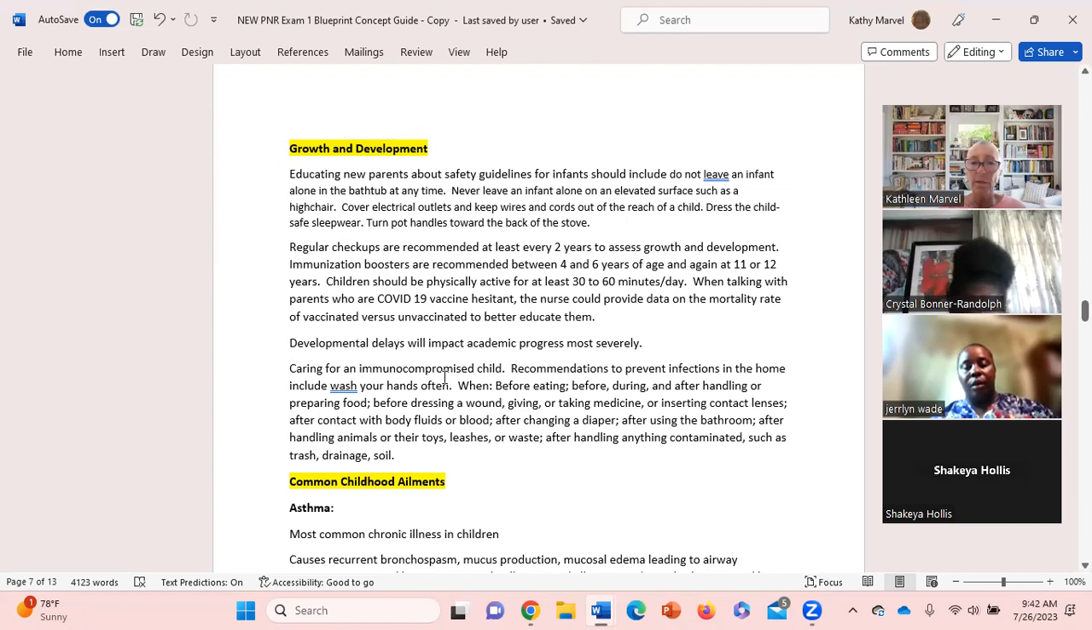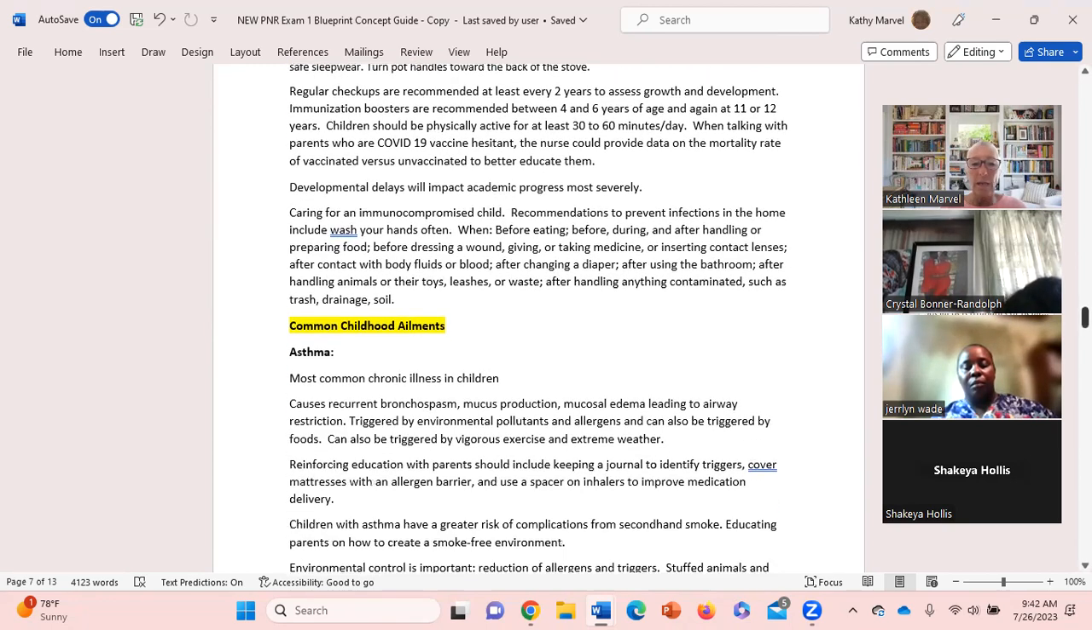Okay, it's all right here. Caring for an immunocompromised child, right? What do we teach the family to help prevent infections in the home? Here's the teaching points right here. Okay. Common childhood ailments.